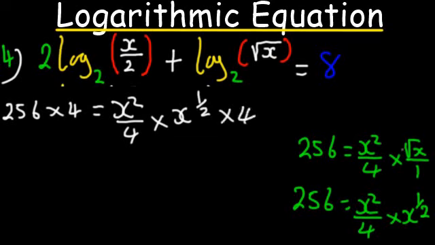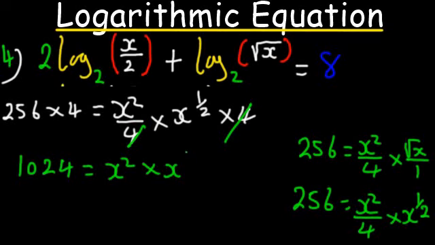Now on the right hand side, the 4 can cancel, and 256 multiplied by 4 is simply equal to what? 256 multiplied by 4 is 1024. So we have 1024 equals x squared, then multiplied by x raised to the power of half.